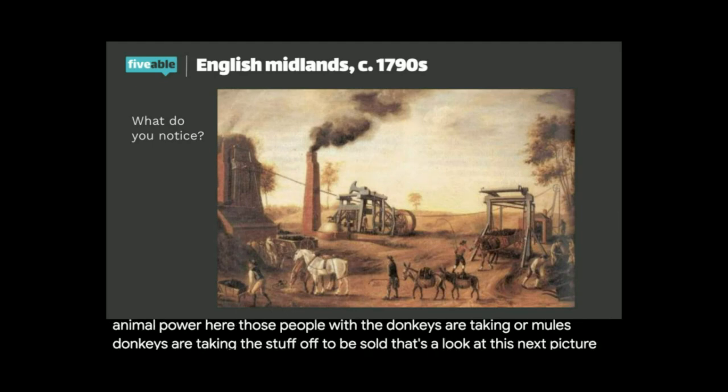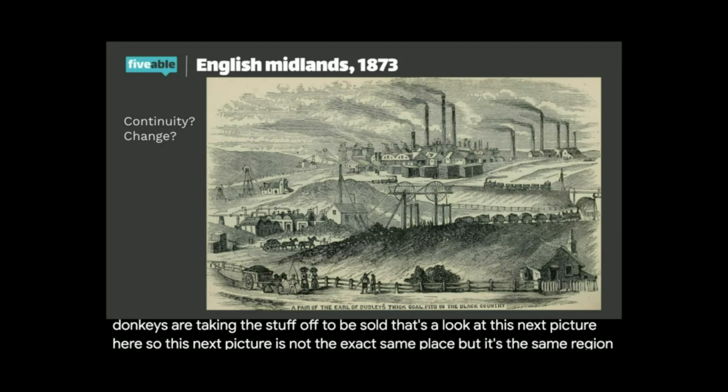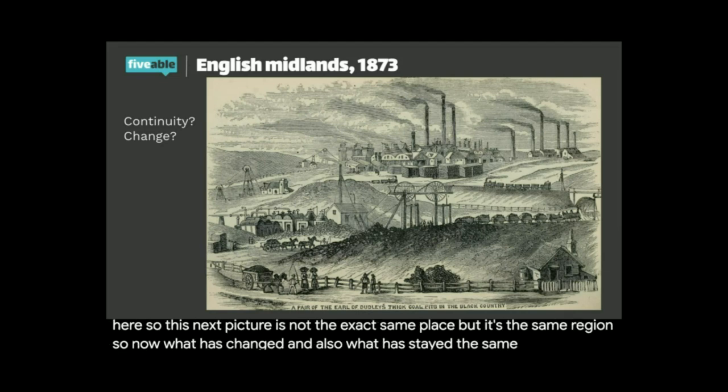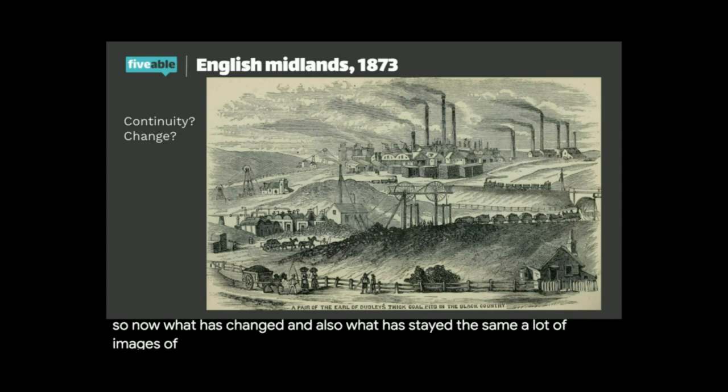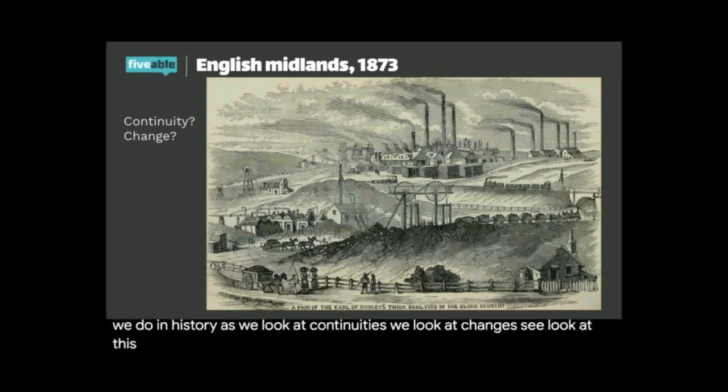Okay, let's take a look at this next picture here. So this next picture is not the exact same place, but it's the same region. So now what has changed, and also what has stayed the same? There are a lot of images of industrialization, so image questions. So this is one of the things we do in history, is we look at continuities, we look at changes. You look at this, into the image, right?